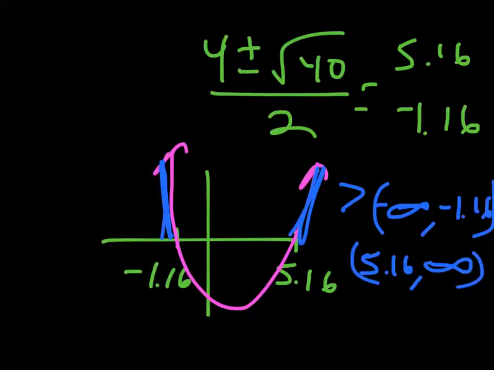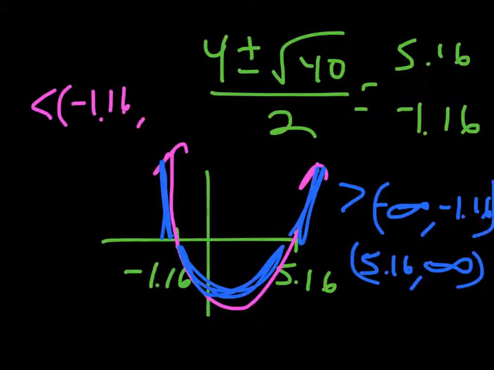And then over here, how about less than 0? Well, it's less than 0 all through here, right? So that is simply the interval negative 1.16 to 5.16. So I hope that helps.